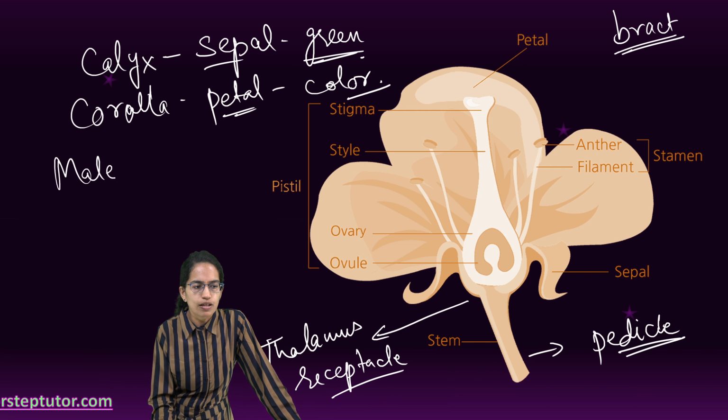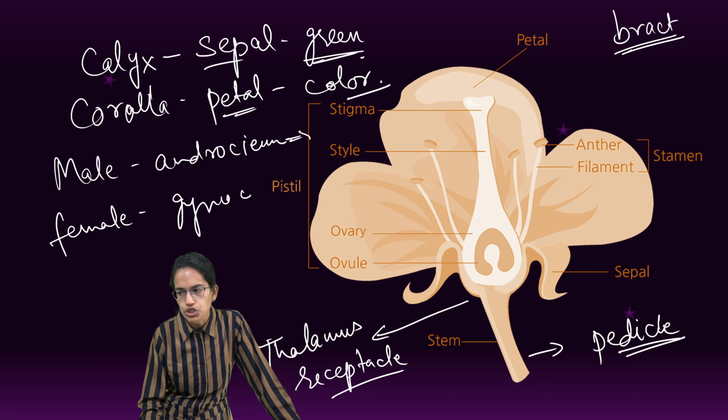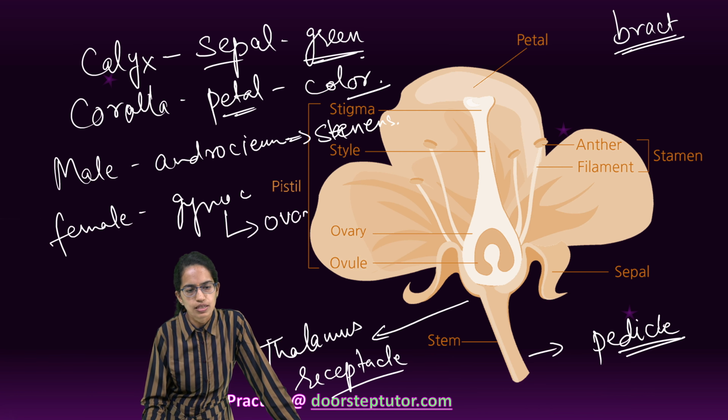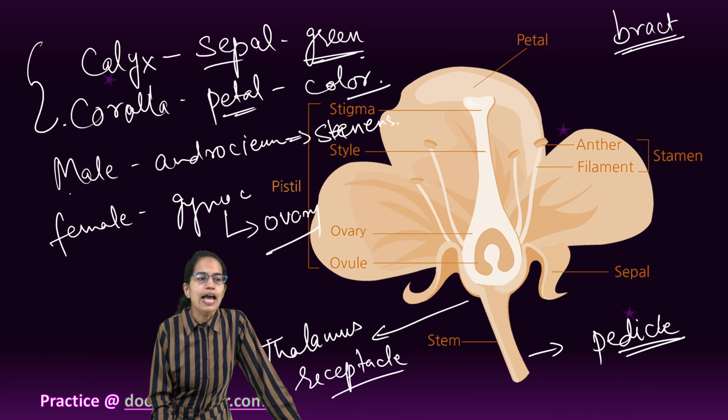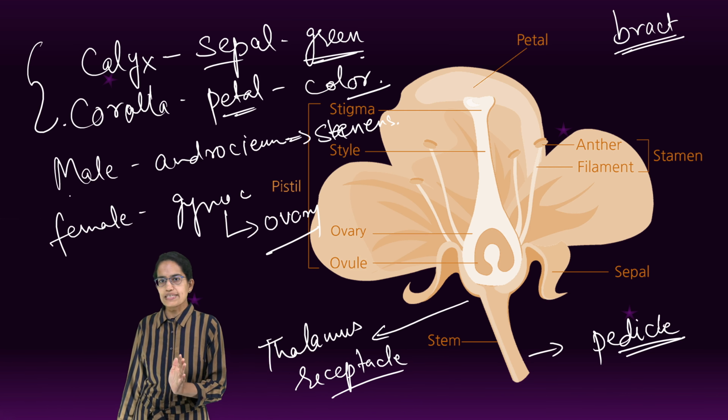The next is the male whorl, which is known as Androecium. The next is the female whorl, the innermost, which is known as Gynoecium. The Androecium has stamens and Gynoecium has the ovary. Among these, calyx and corolla are called non-essential whorls. Even if they are not present, they are not important. So, they are called non-essential, or they are also called accessory whorl. The male and the female whorls, Androecium and Gynoecium, are known as the essential whorls of the plant.